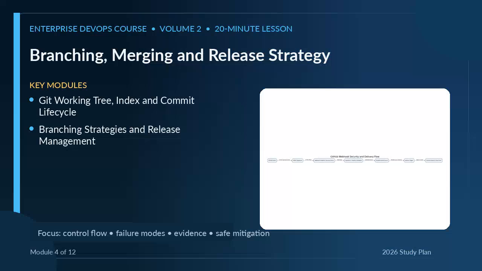Branching, merging, and release strategy. The module on Git working tree, index, and commit lifecycle establishes the following ideas. The working tree is the checked-out file system. The index is a proposed tree for the next commit. The commit records the tree generated from the index. Many Git problems become simple when you identify which of these three states contains the desired version.